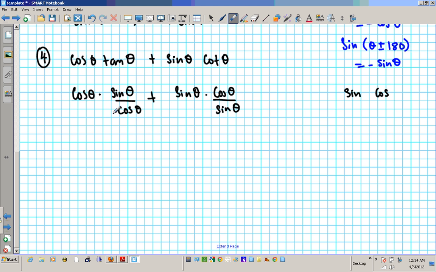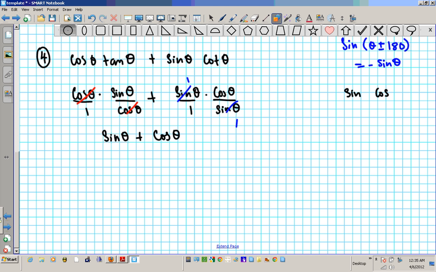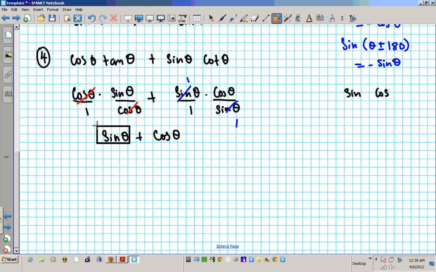Alright, so let's see what happens here. Let's put the cosine theta and sine theta over 1 so we have a fraction multiplied by a fraction for the sake of consistency. This cosine and this cosine cancel out, so you have sine theta plus, and in this area the sine and the sine cancel out, giving sine theta plus cosine theta. That's basically your final answer. It cannot be simplified any further. Alright, so there you have it. Alright, let's move on to question number 5.